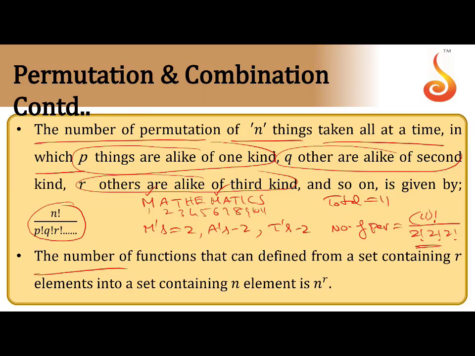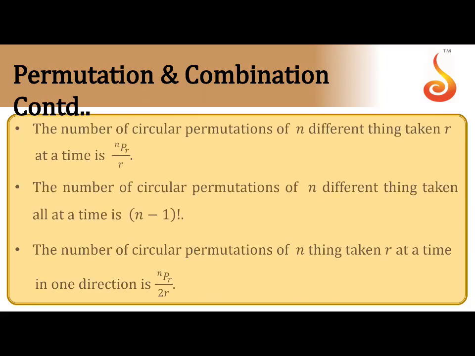Next, the number of functions that can be defined from a set containing r elements into a set containing n elements is n power r. So this is one formula. One set has r elements, the other set has n elements, and the number of possible functions is n power r. You just remember the formula.